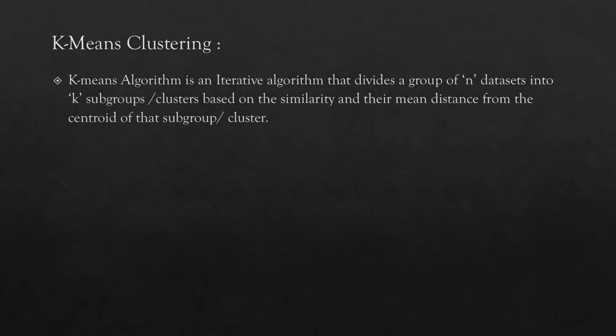Now we are on to our topic, K-mean clustering. K-means algorithm is an iterative algorithm that divides a group of n datasets into k subgroups or clusters based on the similarity and their mean distance from the centroid of their subgroup cluster.